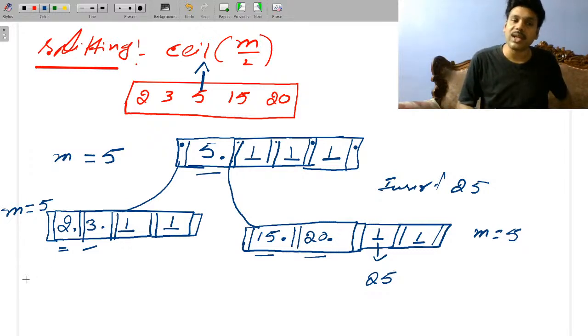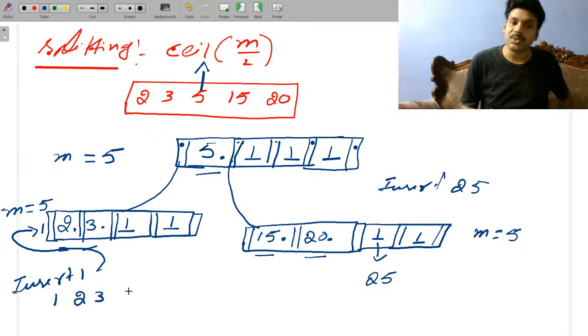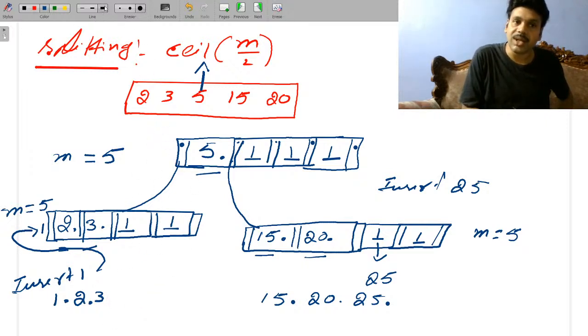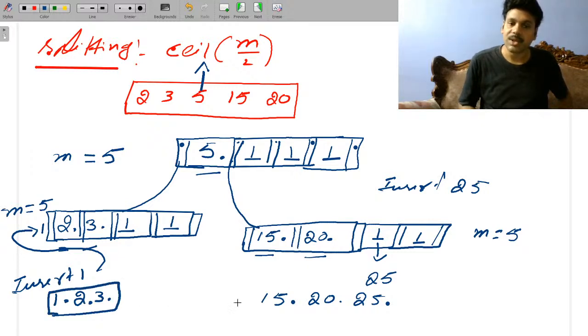What is the next key? 1 only. So 1 can be inserted here. I am saying that insert 1. So 1 is less than 2 and that can be placed here. Therefore, finally, you will get 1, 2, 3 and null here. You will get 15, 20, 25, no problem. So here you have 1, 2, 3, and still you have accommodation for one more key. As there are no keys left with me, I can stop the process. Now you observe, this is how your B tree is represented with this root.